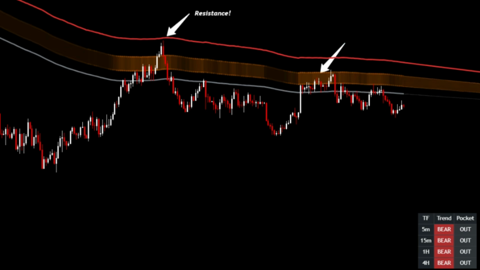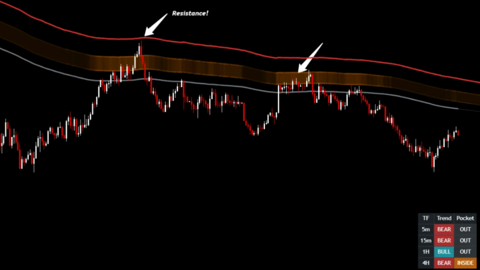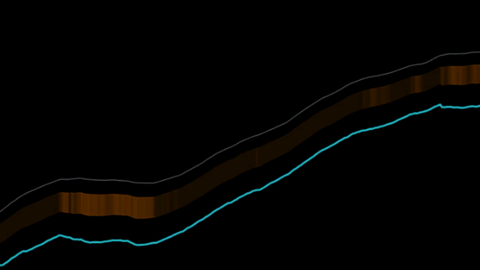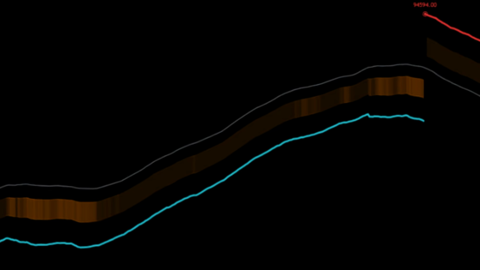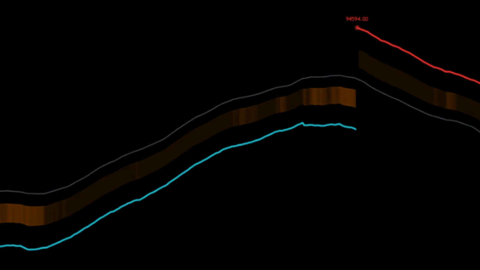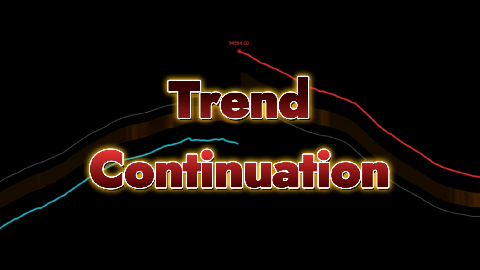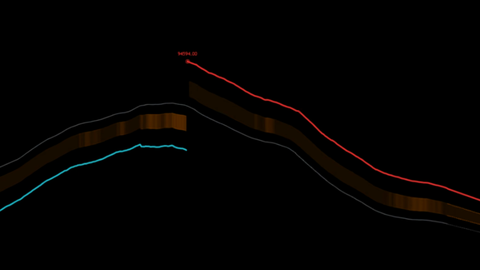And of course, no indicator can predict market movements with certainty, but these zones can provide useful areas to monitor when analyzing trend continuation and potential market reactions. So let's build a simple trading setup around this indicator. The first thing we're going to focus on is trend continuation, because that's one of the easiest and most straightforward ways to use this tool.